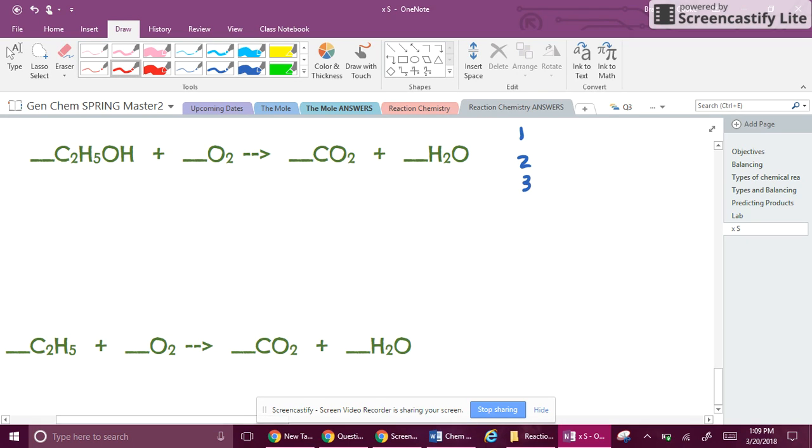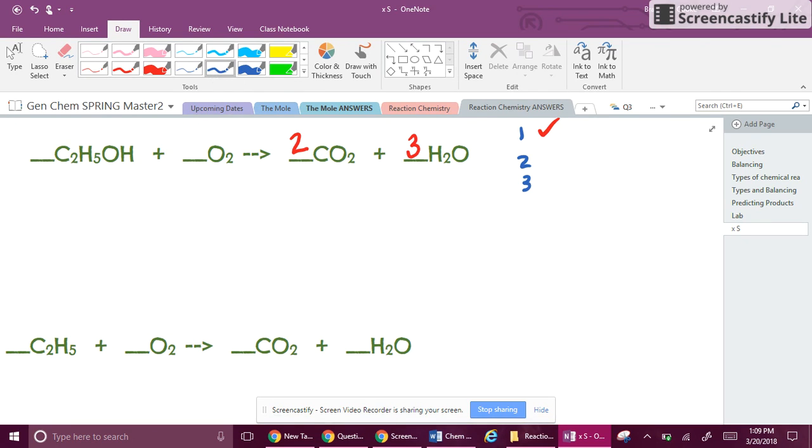So step number 1, carbons is a 2. Hydrogens, remember to count this one. So 5 plus 1 is 6. So if there's 6 over there, then I need a 3 right here to equal 6. So there's my carbons and hydrogens.